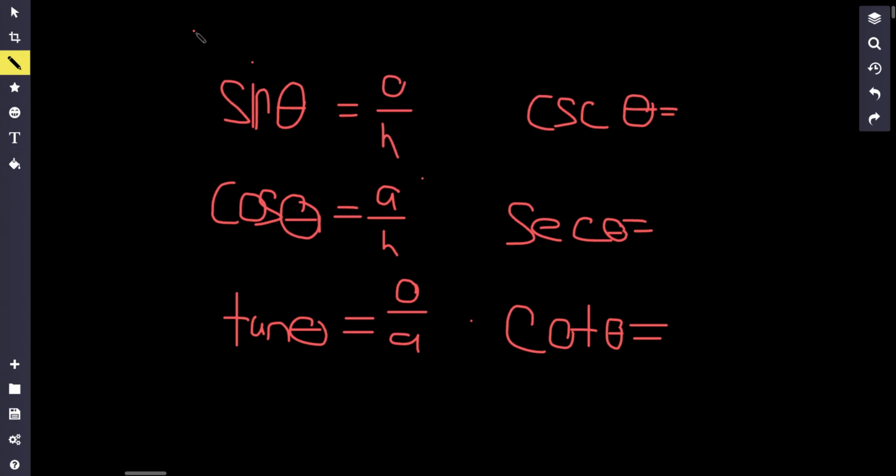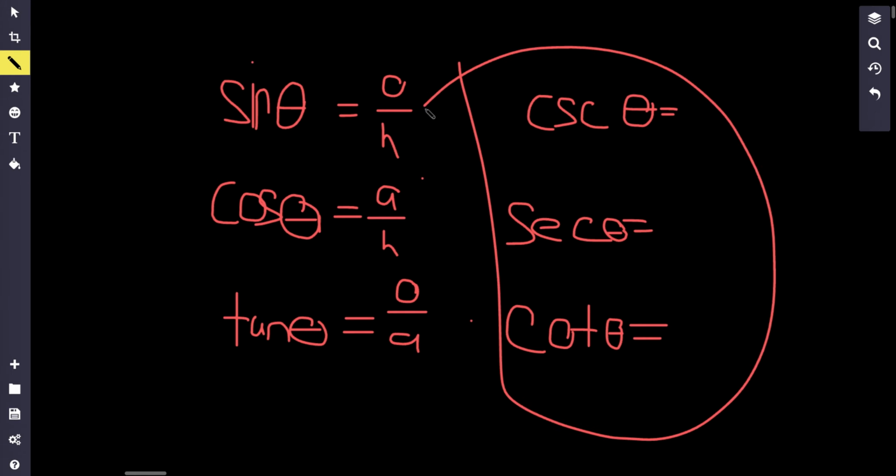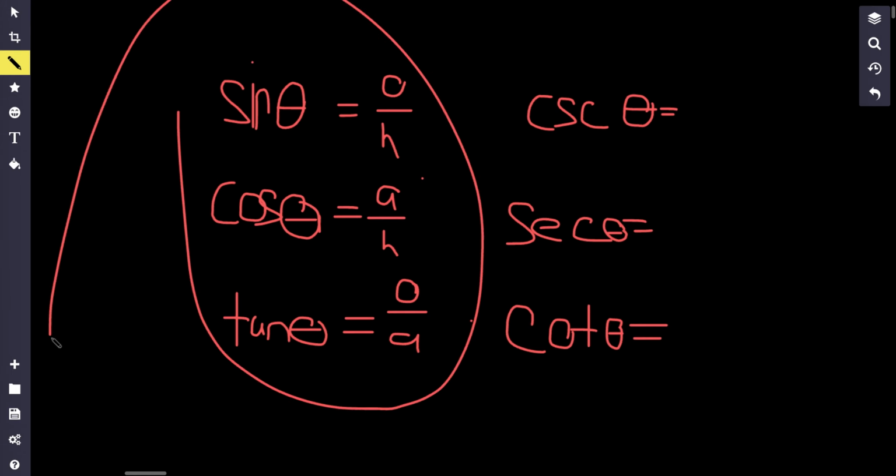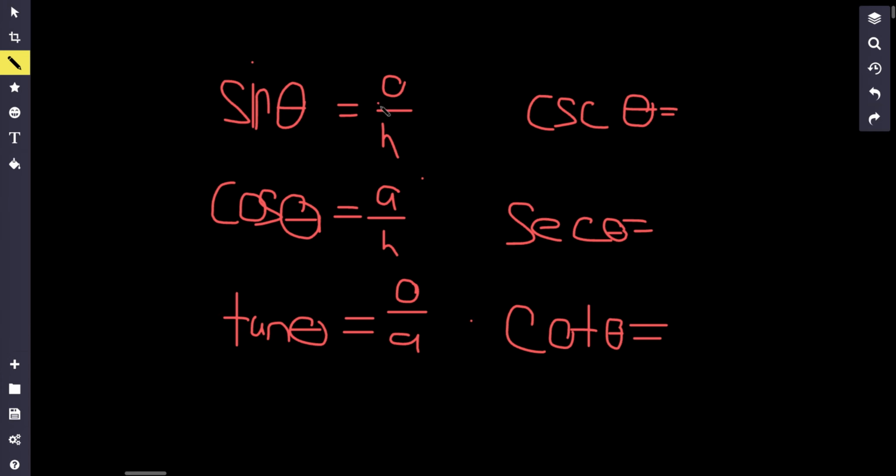Hello guys, we are going to be talking about reciprocal trig functions. So reciprocal functions are here, but hopefully y'all know your regular trig functions. So we got sine of theta is equal to opposite over hypotenuse. Theta just represents an angle. Cosine of theta is equal to adjacent over hypotenuse, and tangent of theta is opposite over adjacent.